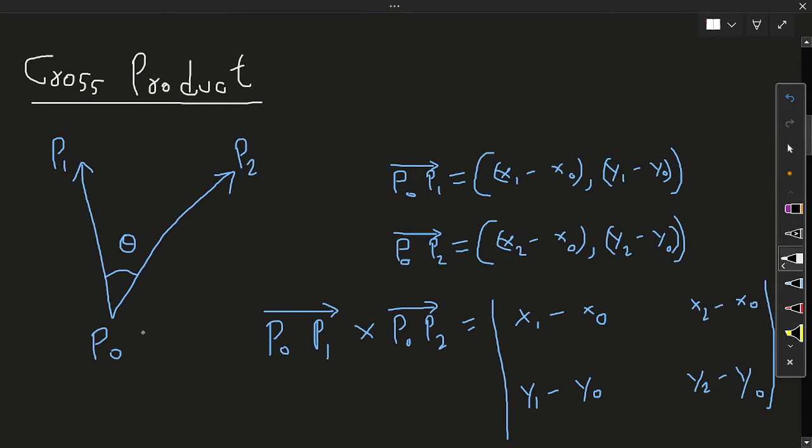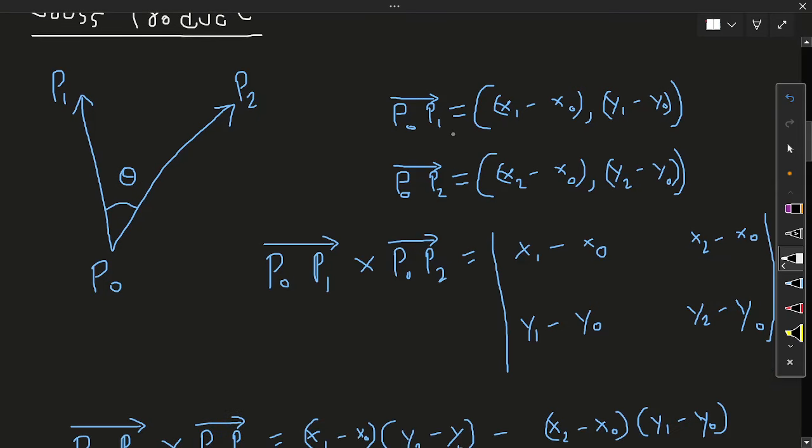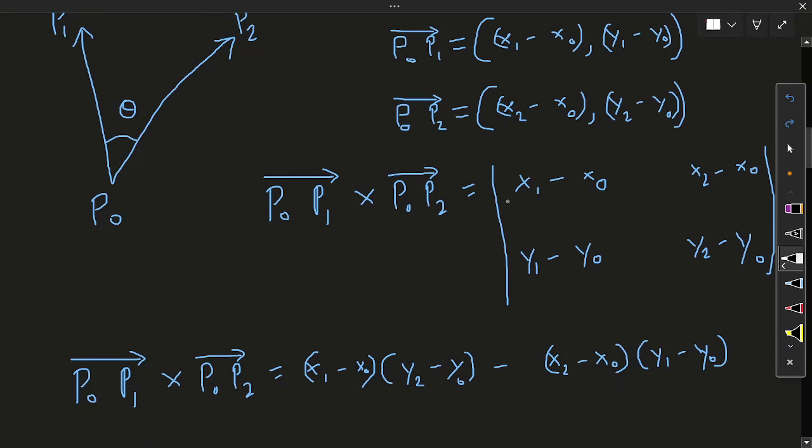We have a point P0, a line from P0 to P1, and another line from P0 to P2. We have to find the cross product and this angle. We have the vector P0P1 with its coordinates, and P0P2 with its coordinates. We have to find the cross product of the line P0P1 and the line P0P2, so we have to find the determinant.